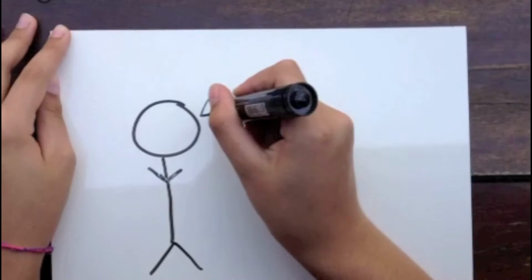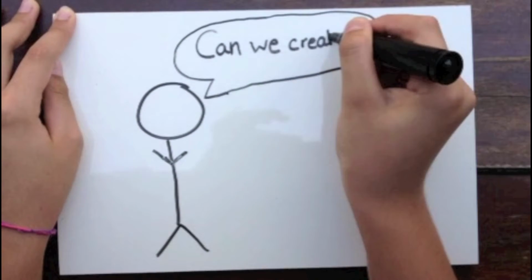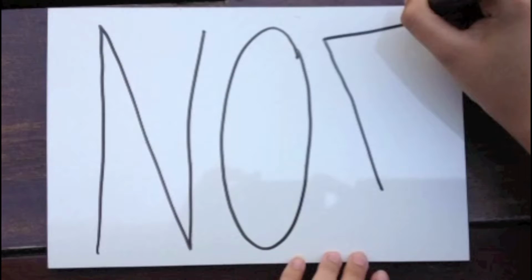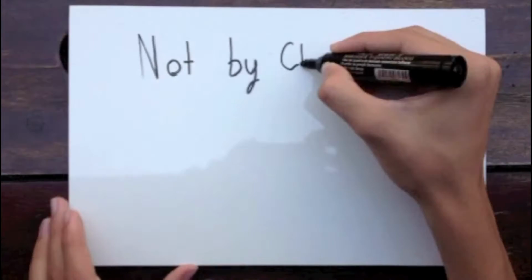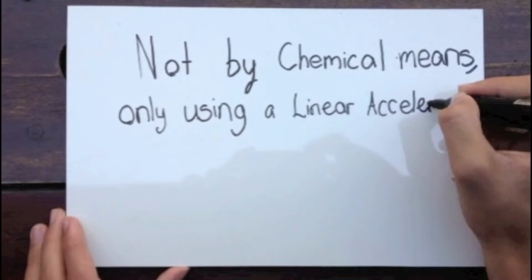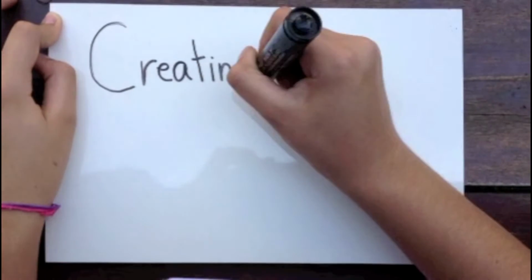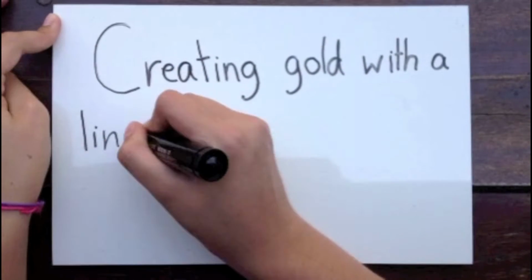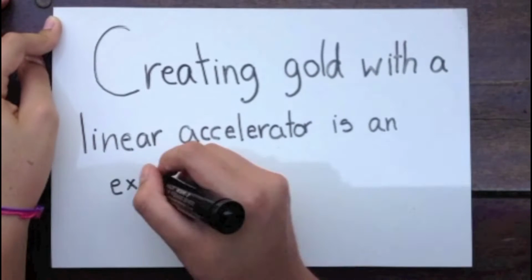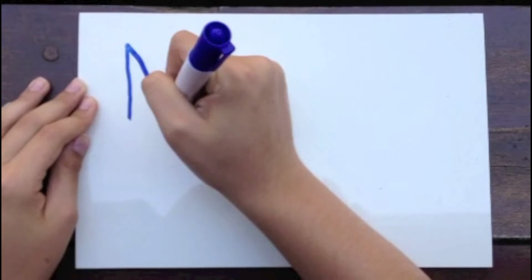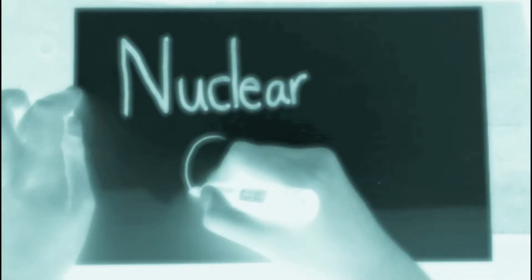What are gold's properties? Can we create gold? No, not by chemical means at least, only using linear accelerators. What is creating gold with a linear accelerator? Creating gold with a linear accelerator is an example of nuclear chemistry. Nuclear chemistry? What's that? Nuclear chemistry is a section in chemistry that involves radioactivity, nuclear processes, and nuclear properties.